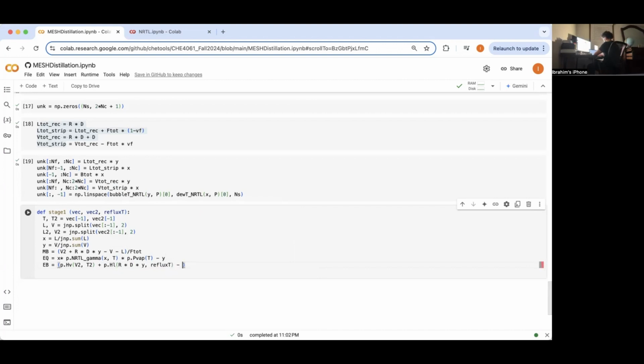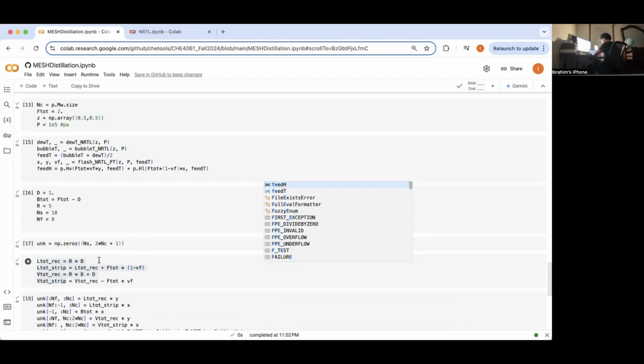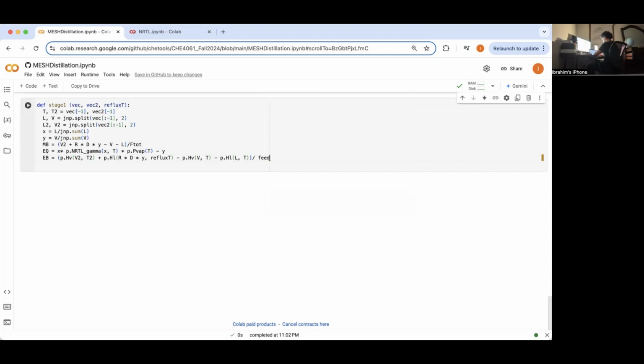And then we're going to be subtracting our vapor enthalpy, so P dot HV for our vapor as well as our temperature. And then we're going to be subtracting our liquid enthalpy, so HL for our liquid and our temperature, so just L and T. Then we're going to be dividing this by our enthalpy feed. Let me make sure. I denoted this feed H. Okay, feed H. I think that looks good.